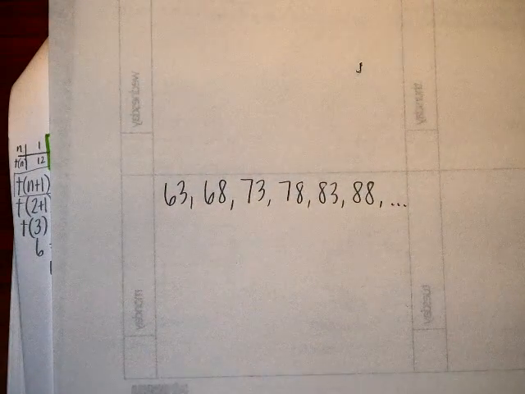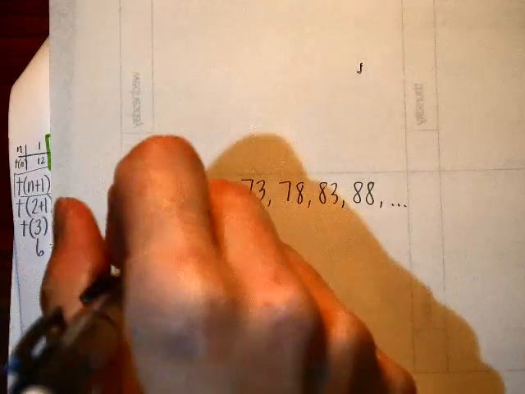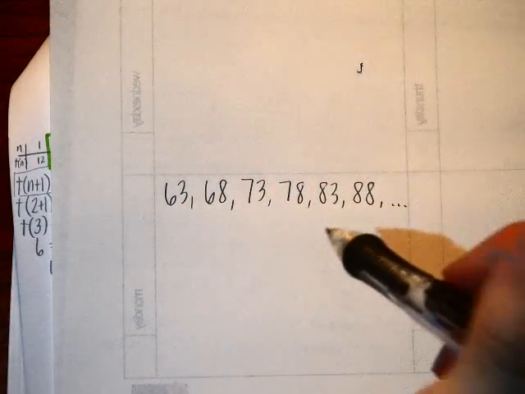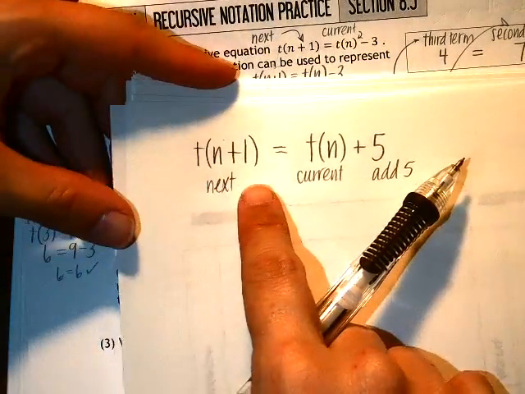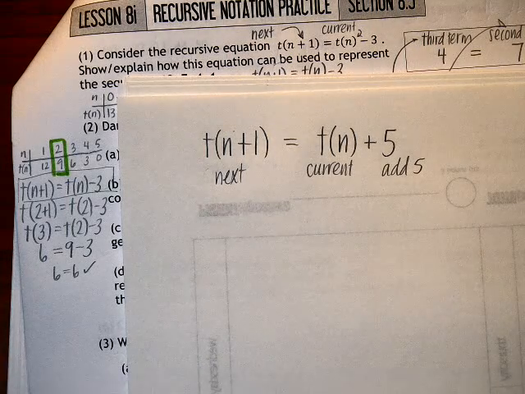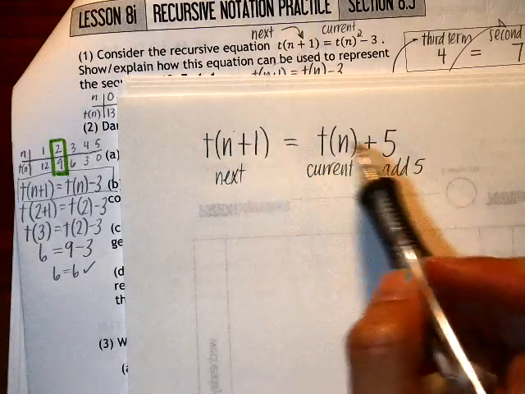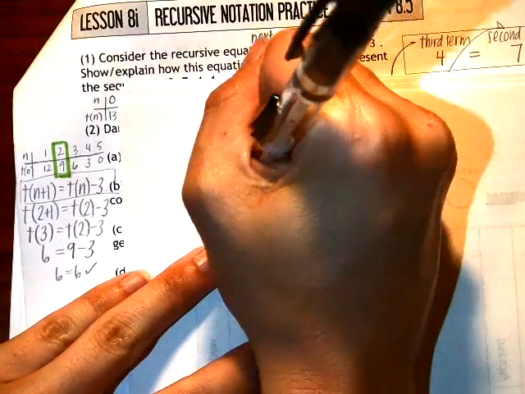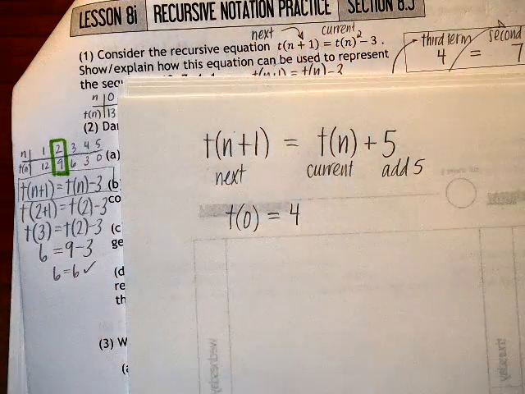Were those the numbers you had? Because you have to admit, 63 is a pretty random place to start, and those numbers may not have matched your numbers. And that's not because you were wrong and I was right. It's because, technically, I didn't tell you where to start. So let's try it again. This time, I'm going to tell you the exact same equation is true, but I'm going to give you a kickstart. T of 0 equals 4.